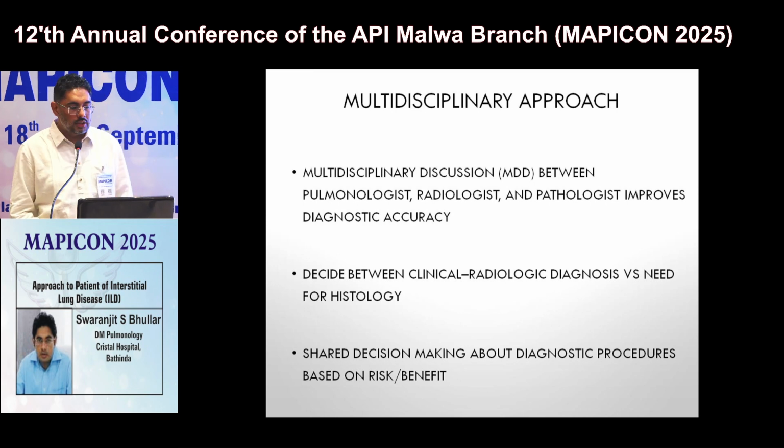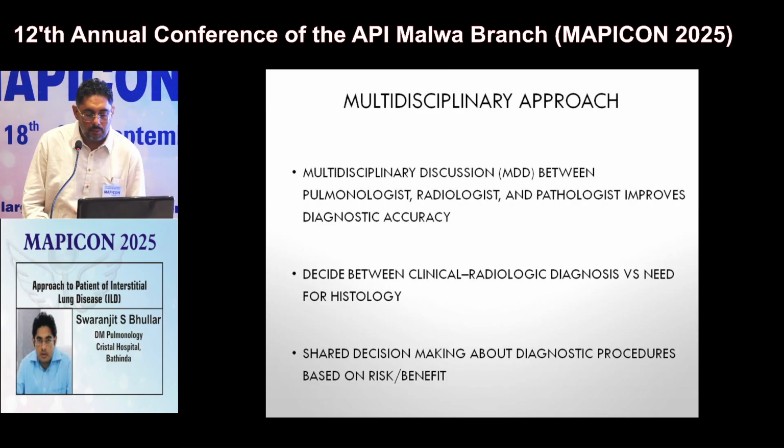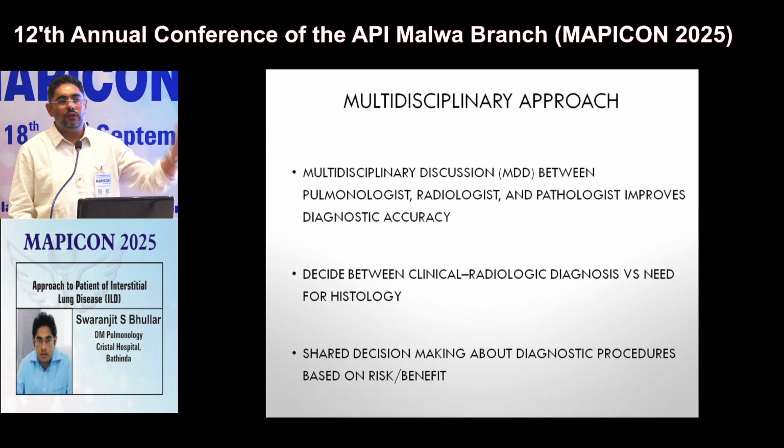A multidisciplinary approach means there has to be a discussion between a pulmonologist, radiologist and pathologist to improve diagnostic accuracy. It has to be decided between a clinico-radiological diagnosis versus a need for histology: when to take a histology, or whether to treat directly on the basis of HRCT. Then there is shared decision making about diagnostic procedures based on risk and benefit. And if there is a suspicion of connective tissue disorder, then the role of the rheumatologist also comes into the picture.